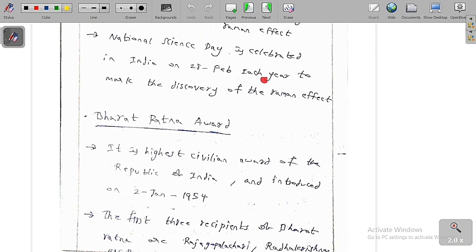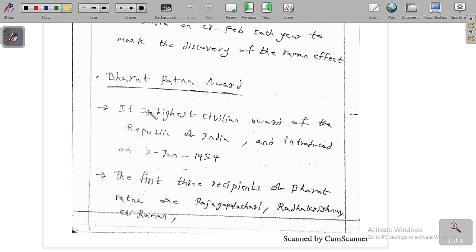Dr. C.V. Raman achieved this famous Nobel Prize award for the Raman effect. Now we'll discuss something more about the Bharat Ratna award. It is the highest civilian award of the Republic of India, and it was introduced on the 2nd January 1954. So from 2nd January 1954 onwards, this award has been given.